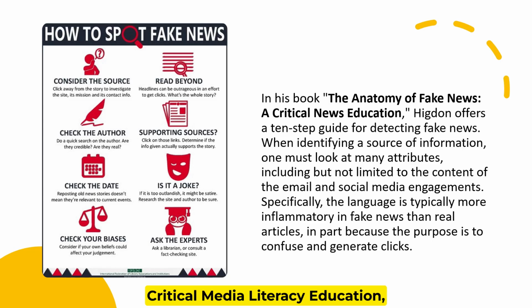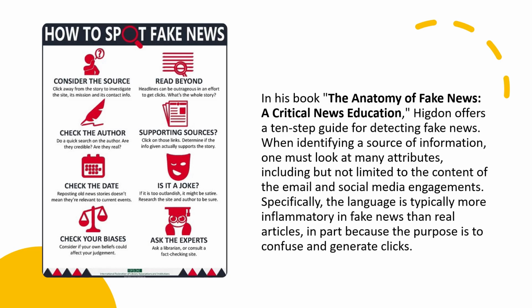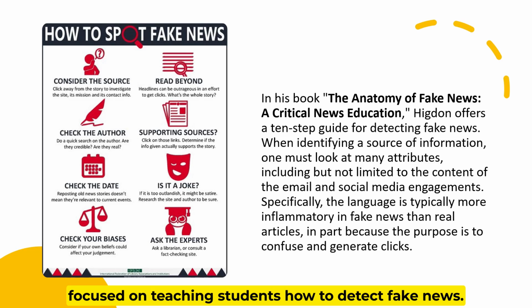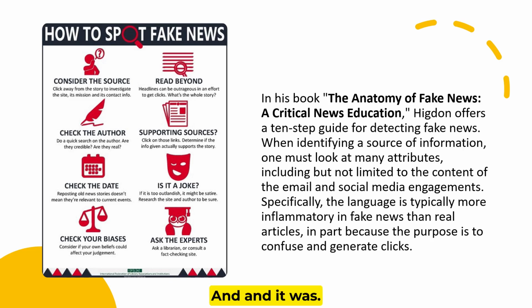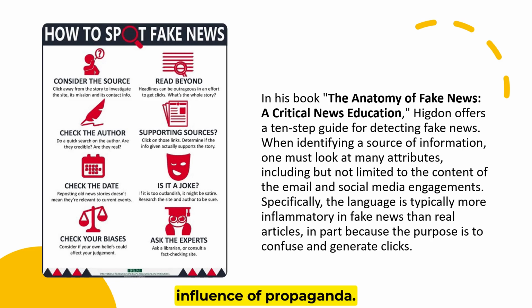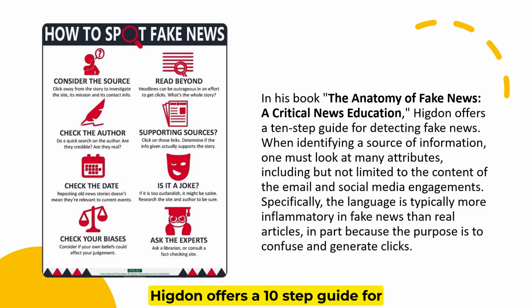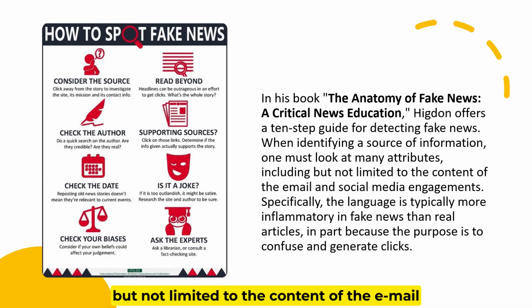Critical media literacy education, as we mentioned also in one of the previous modules, focused on teaching students how to detect fake news. And it was effective because it was a way for mitigating the influence of propaganda. In his book, The Anatomy of Fake News, A Critical News Education, Higdon offers a 10-step guide for detecting fake news. When identifying a source of information, one must look at many attributes, including but not limited to the content of the email and social media engagements.